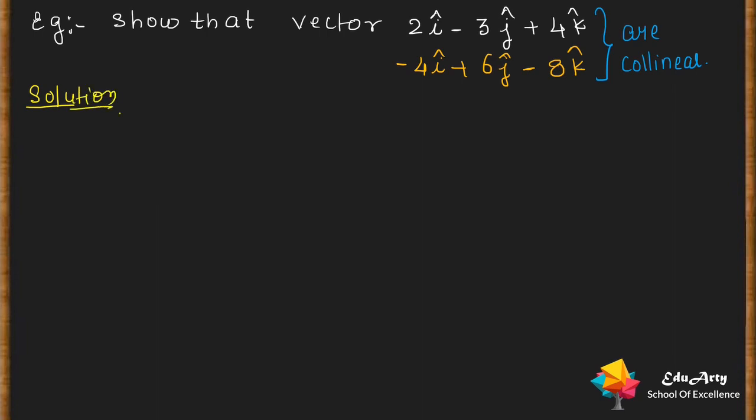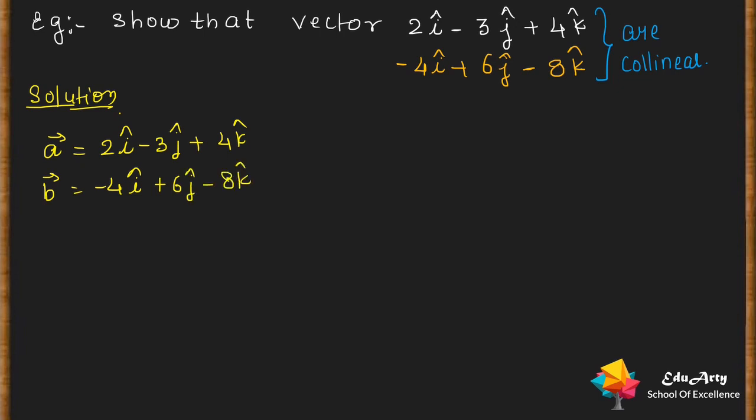Okay, let us say this is our a vector, the first one, which is 2i cap minus 3j cap plus 4k cap. And we have our b vector, which is equal to minus 4i cap plus 6j cap minus 8k cap. Now we already know that they are collinear. It is given. Therefore, can we say that A vector is equal to lambda into B vector? We have to find out the value of lambda here.